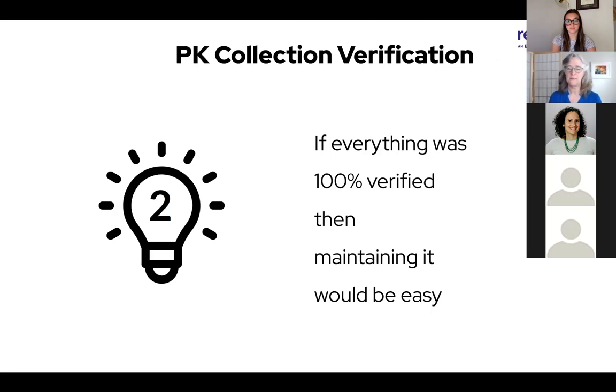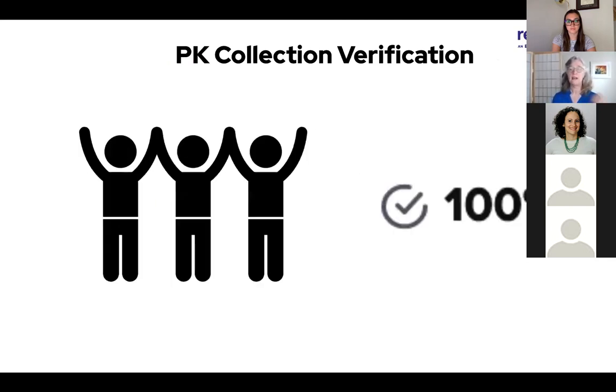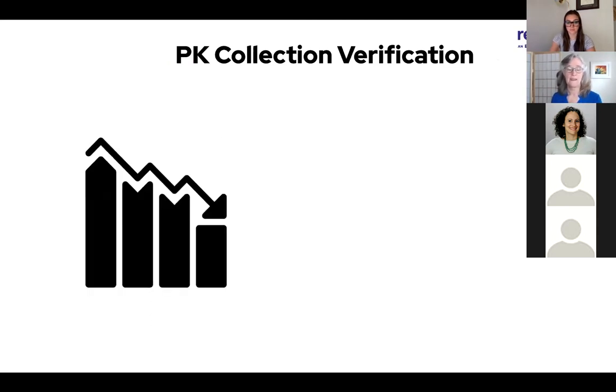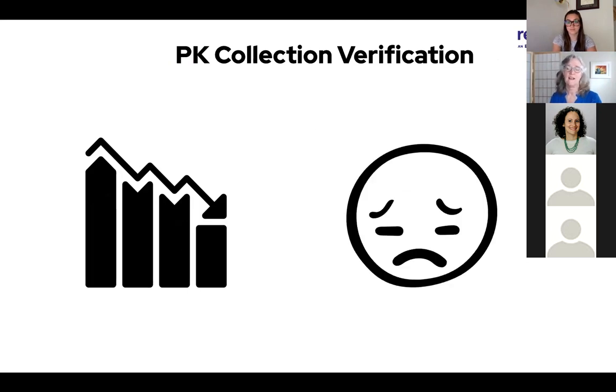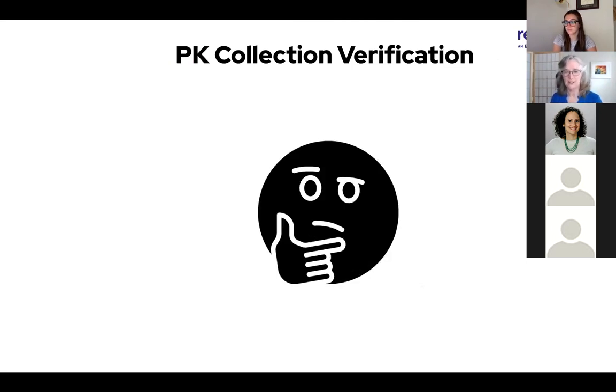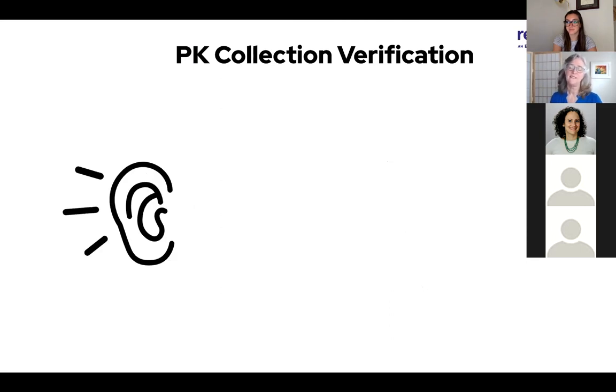Okay, idea number 2. If everything was 100% verified, then maintaining it would be easy. So we got a bunch of volunteers, all of them from support, and they spent evenings and lunches or whatever to get the collection to 100% verified. We were pretty happy. But from there, it started going down gradually. So back to the drawing board. And this time, we really listened and thought about what we were hearing.